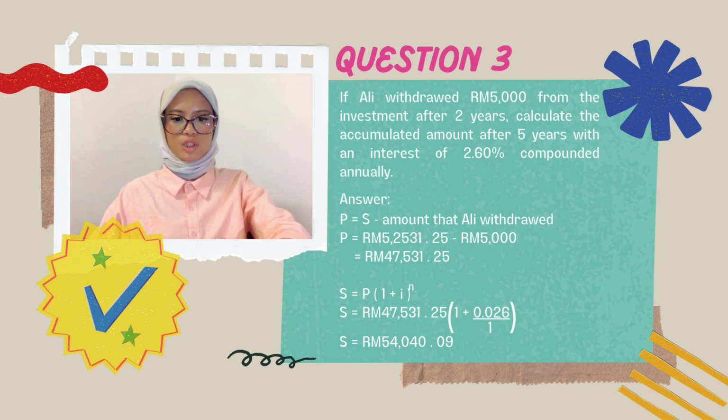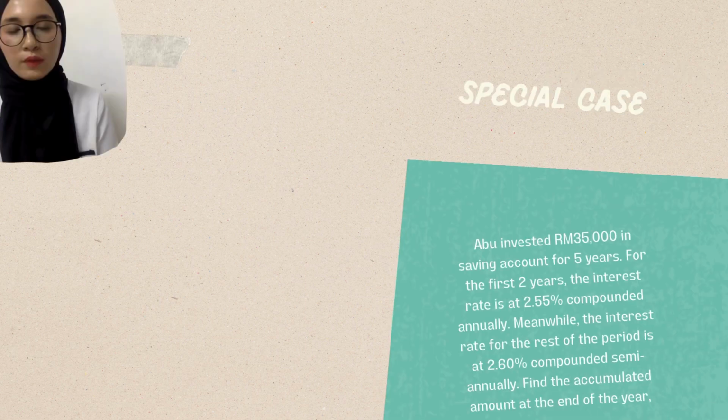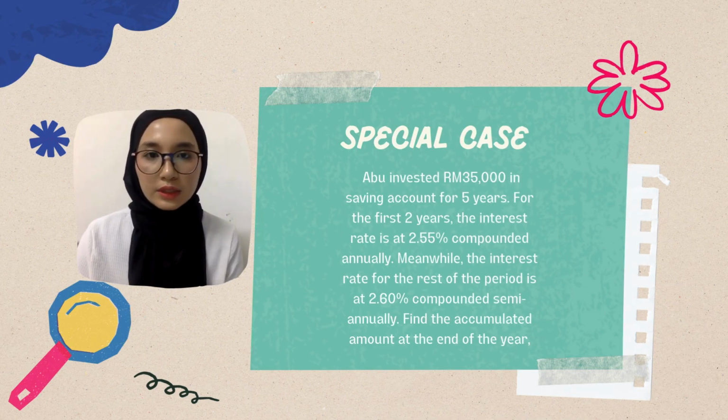So how to find the next S, the accumulated amount? S equal to P(1 plus i)^n, the same formula. S equal to RM47,531.25 times (1 plus 0.026 divided by 1) to the power of 5. So the answer will be RM54,040.09. So, moving on to the special case question.